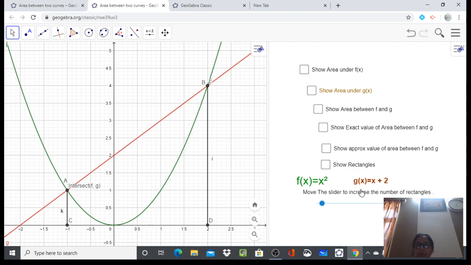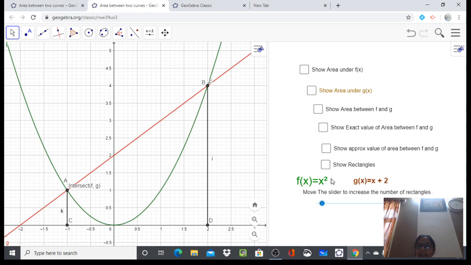In this tutorial we are going to find the area between two curves. We shall see how to find the area between two curves using the direct command of GeoGebra and using the rectangle method. We have taken the curve f of x is equal to x square and another curve g of x is equal to x plus 2.